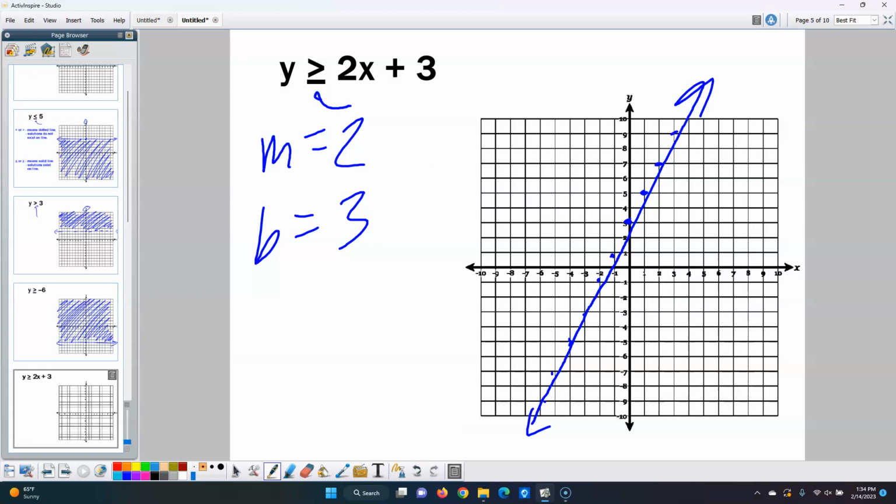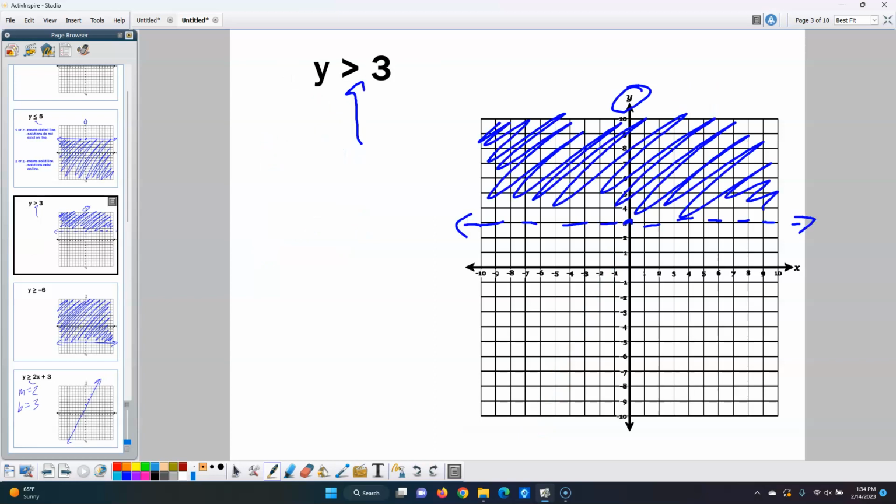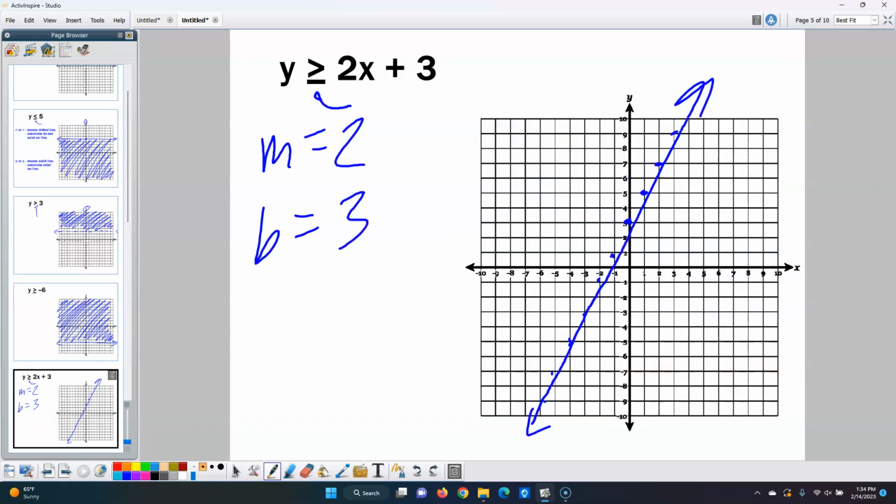And now I can decide which side I'm going to shade. This says y is greater than. Well, we just dealt with some, and it was easy to say, well, this is on top, this is on bottom. When I see a problem like this, I like to think on top of the staircase or below the staircase. So, we just said, hey, we're going to shade on top. It's greater than 3. Well, okay, this one is kind of slanted. I've got the staircase there. I'm going to shade on top of the staircase.